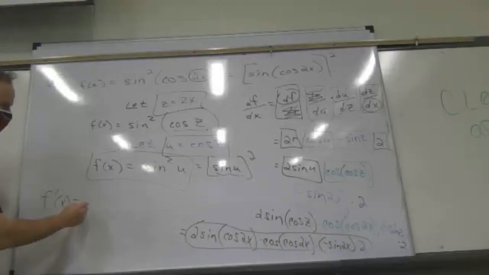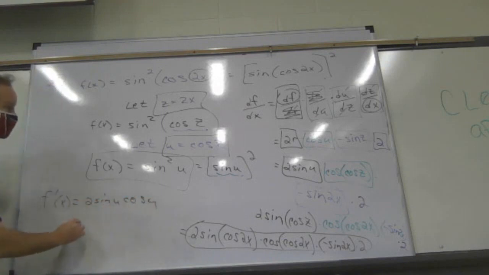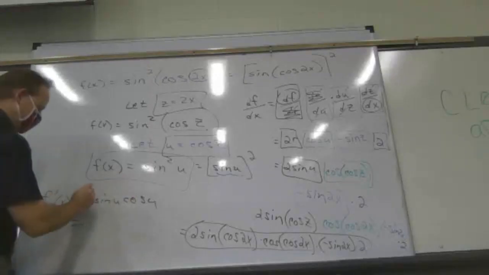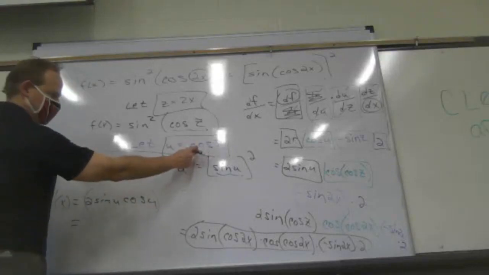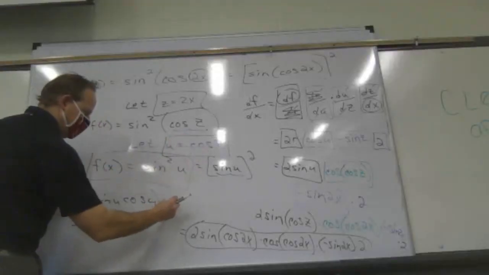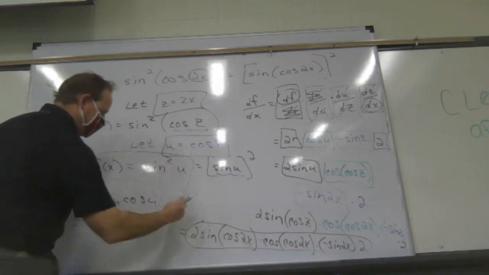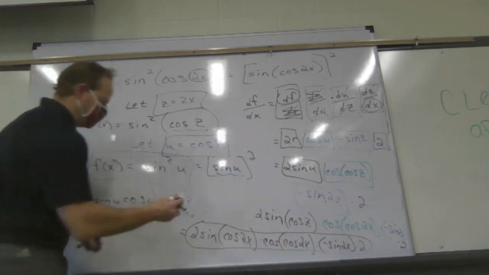Let's see. df du is what? 2 sine u cosine u, right? So I had that 2 sine u cosine u, and then I changed that over. But that's just df du. I still need to attach a du dz, right? Which is what I didn't have. So times, what's the derivative of cosine? Negative sine of z, yes, times dz dx. Thank you. So I was missing these. I just left them off.